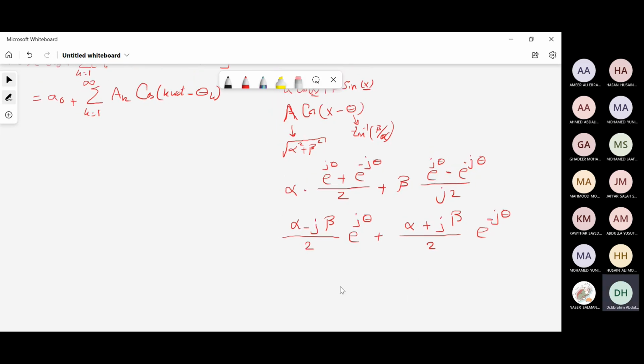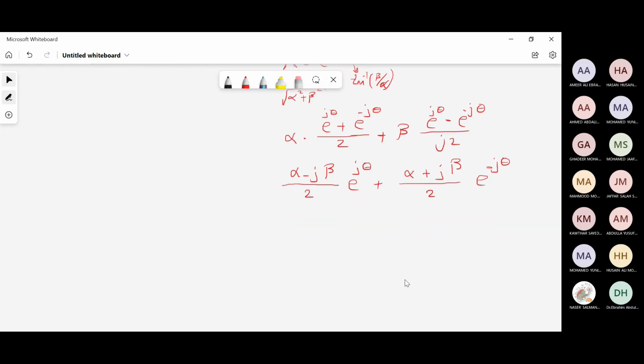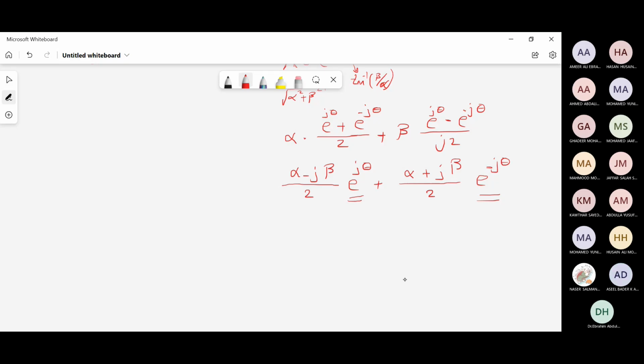Okay, note the following. This is positive j and this is negative j, so they are conjugates. Similarly, if we name this one Ak, then this one is the conjugate of Ak. So this is minus j beta and this is plus j beta.